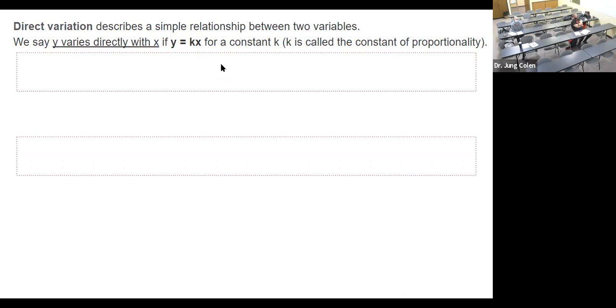Okay, so here are some questions for you. Can k be negative? Can k be negative?